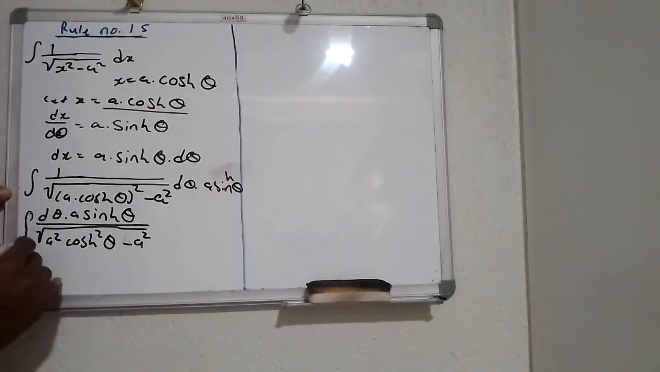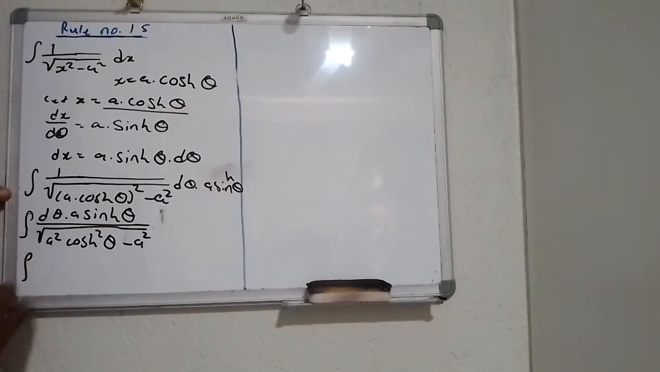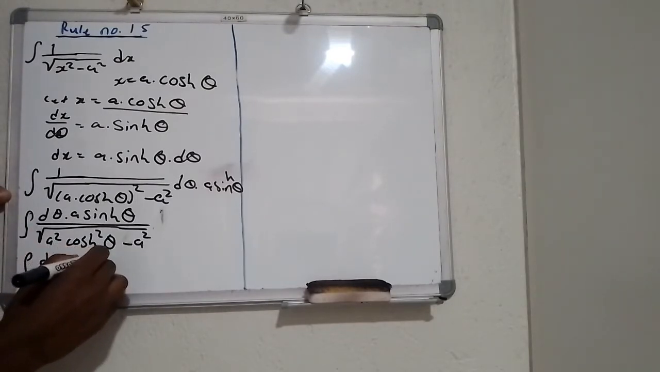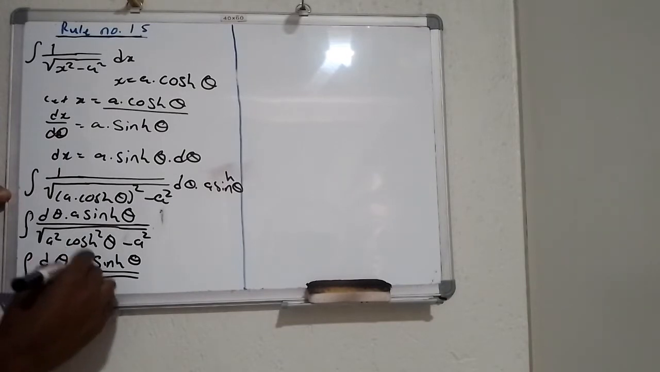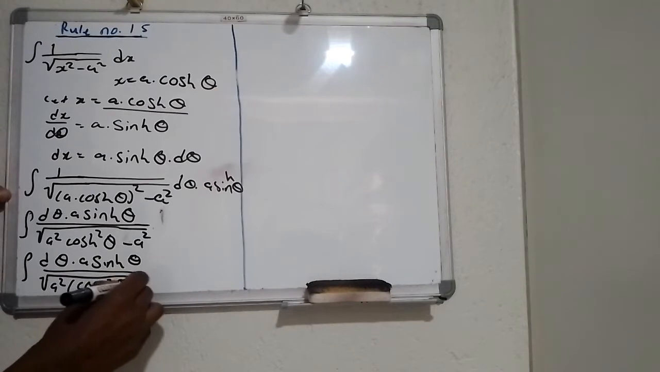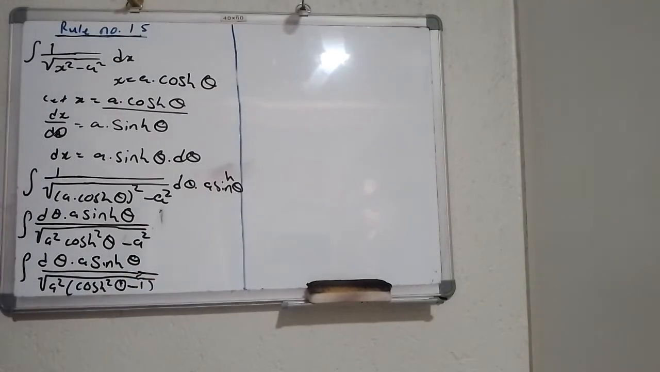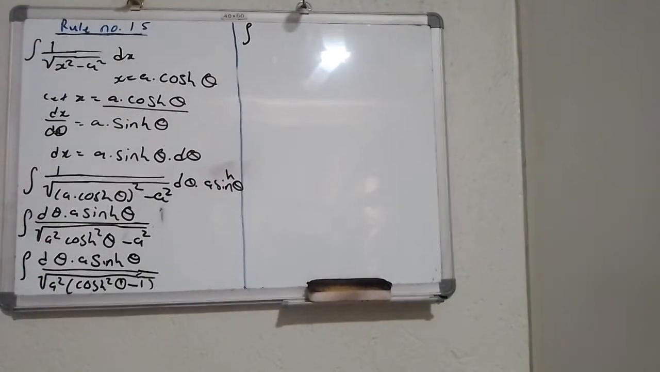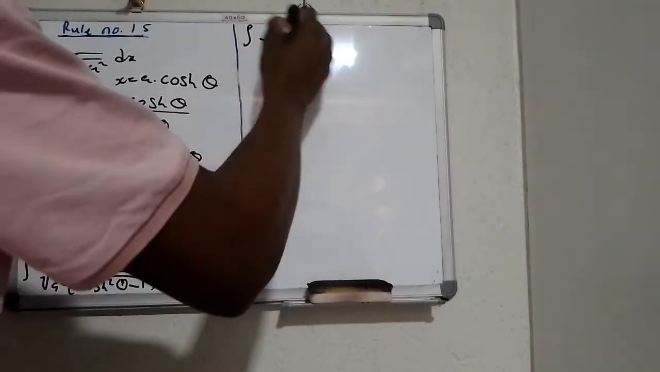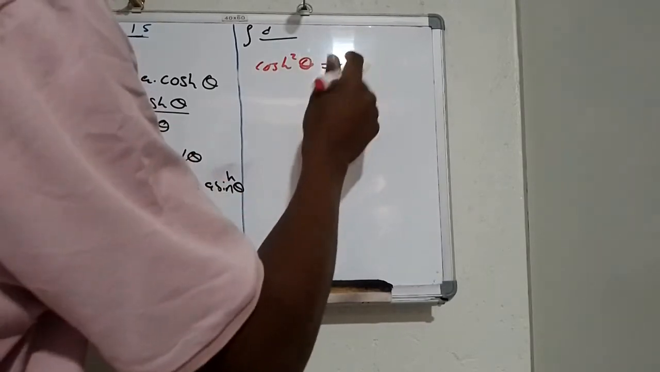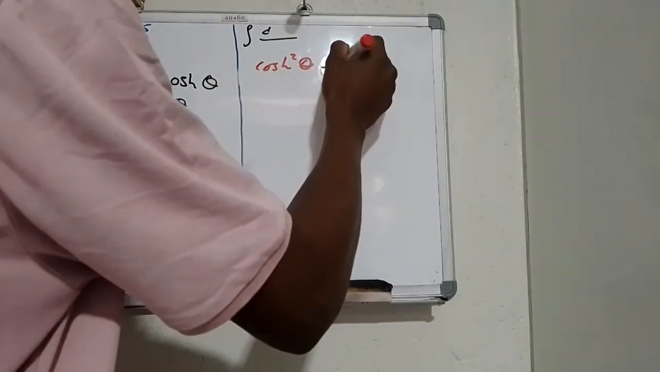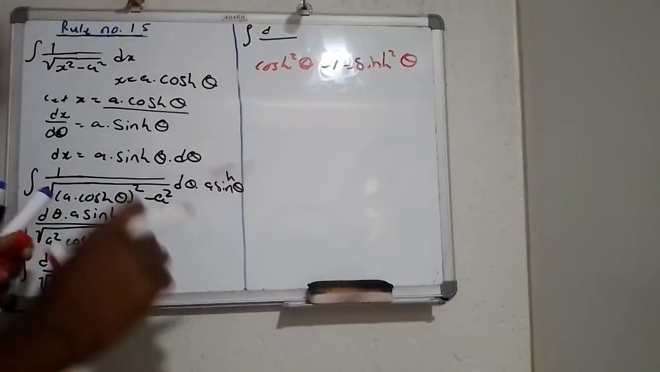Now, after getting that, I'll have the integral of d theta multiplied by a hyperbolic sine of theta all over, take a as a common factor, I'll have a squared into hyperbolic cos squared theta minus 1. Right? Minus 1. This is what I'm going to have. Now, when I have it like this, what can I do? I know that hyperbolic cos squared of theta minus 1 is equal to hyperbolic sine squared theta. I know that, right?